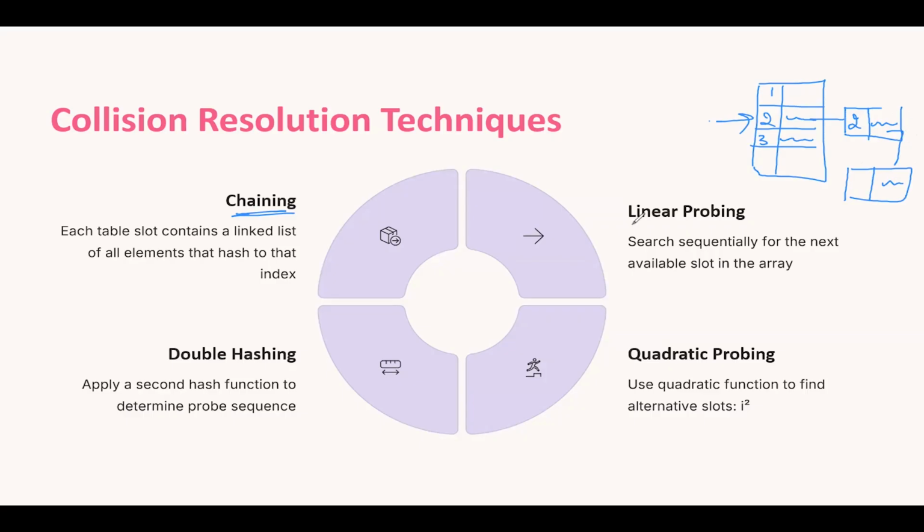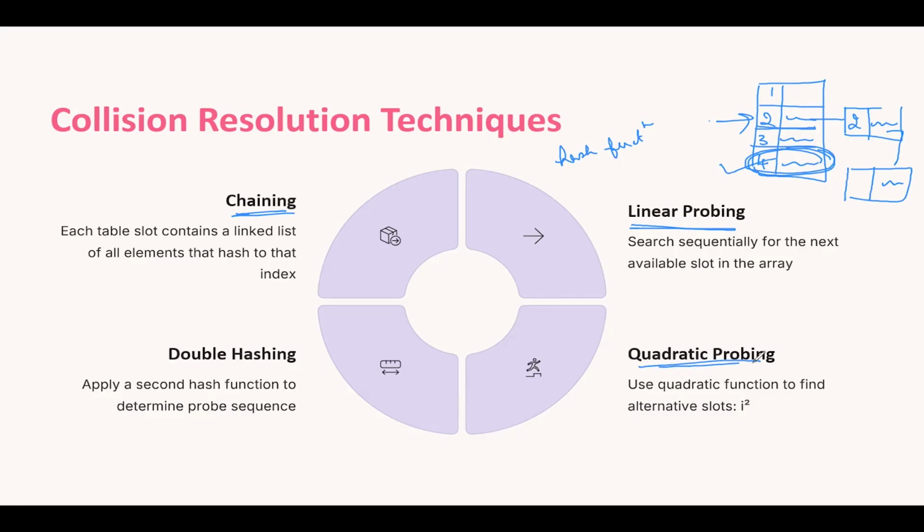Next is linear probing, where we search sequentially for the next available slot in the array. So I got 2, but 2 is already filled. Then I move to 3, but 3 is also filled, and 4 is empty. So I store my new value in 4. This is called linear probing. I apply the hash function, and if a collision happens, I find the next empty space and store my value there.